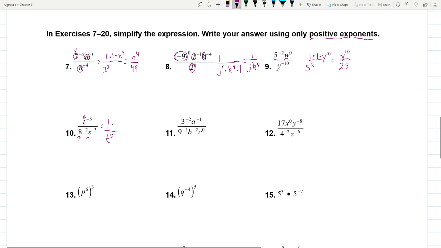8 to the negative second tells me I'm on the wrong side of the fraction bar, so I do 8 to the second. S to the negative third, again, we're on the wrong side of the fraction, so it's s to the third up on top. And I go, 8 to the second is 64, and then s to the third over t to the fifth.